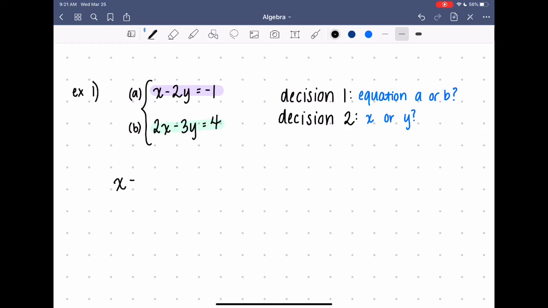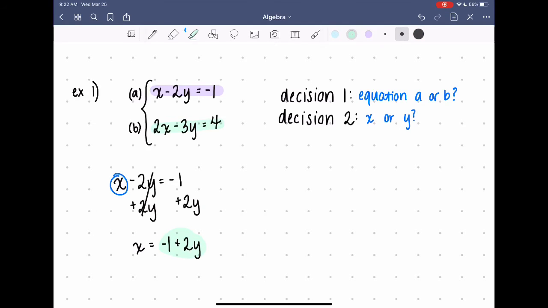So let me rewrite my equation. x minus 2y equals -1, and I'm going to solve for x. In order to solve for x, I have to add that 2y to get rid of it on this side and add it over here. So I have x equals -1 plus 2y, and that's it. I already solved for it. See, it was really easy. All I had to do was add one thing. So this is my x value. And now I'm going to take that x value and plug it in to the other equation.